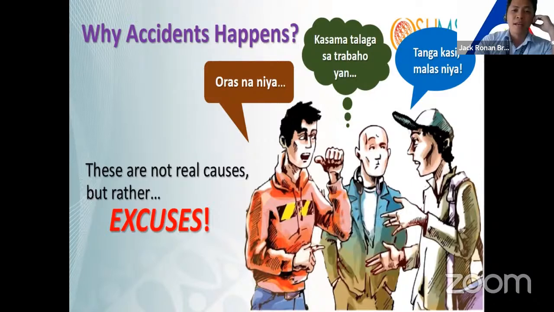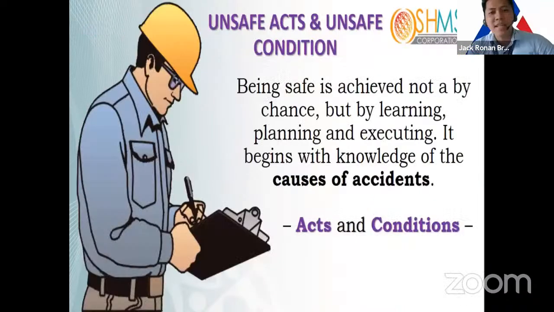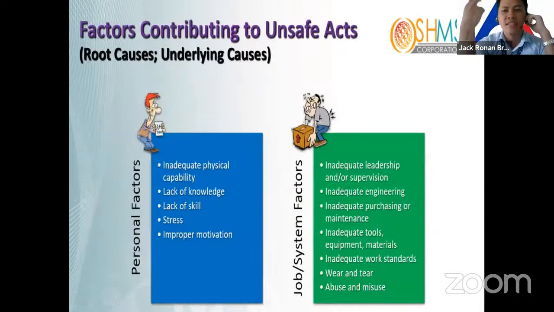Okay? So next, once we know that accidents can be prevented, we need to identify the causes of accidents. There are two causes of accidents. The first one is unsafe acts, and the next one is unsafe condition. So what is an unsafe act? Actually, there are two components or factors that cause unsafe acts. First is the personal factors. It includes inadequate physical capability, lack of knowledge, lack of skills, stress, and improper motivation.